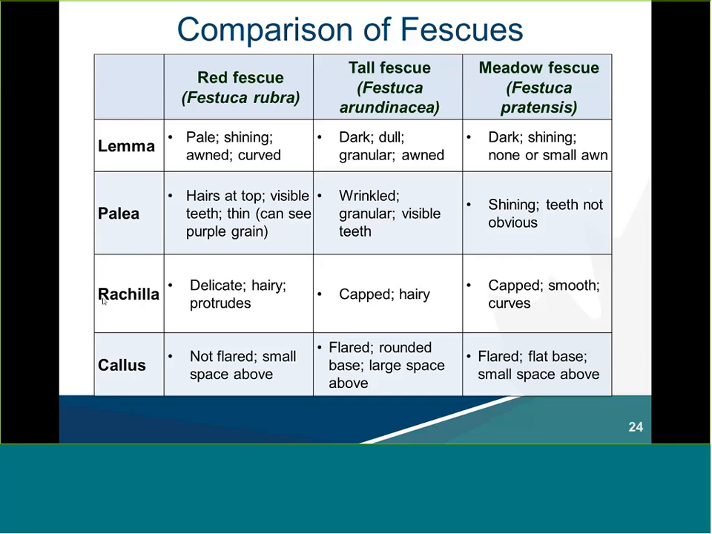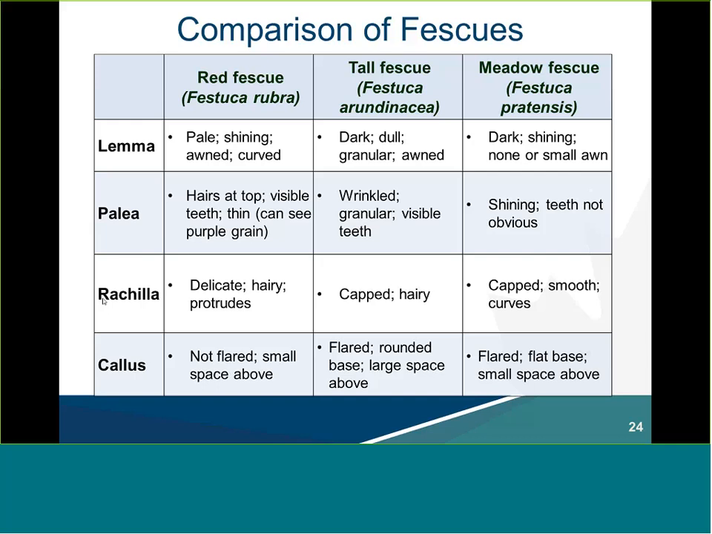Next, flipping it over, looking at the palea. Red fescue, of course, like the lemma, pale, shining. You can see that really purple grain through it. Can have a bit of a purple wash. Now, interestingly, there's hairs at the top of that palea. The teeth are visible. Again, not telling you about the quality of that feature, just to let you know if they're visible or not. Important in those fescues.